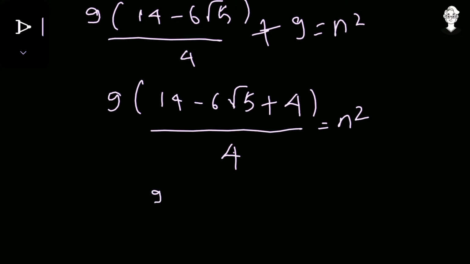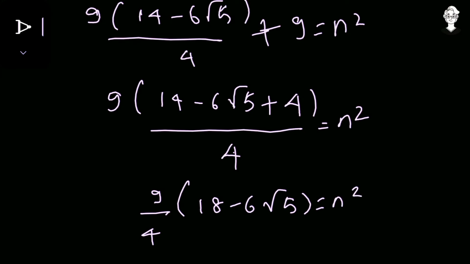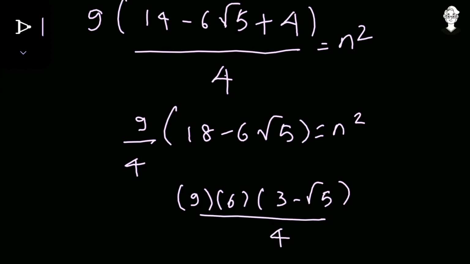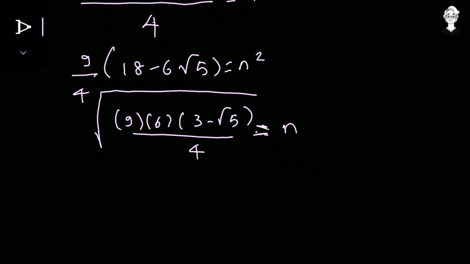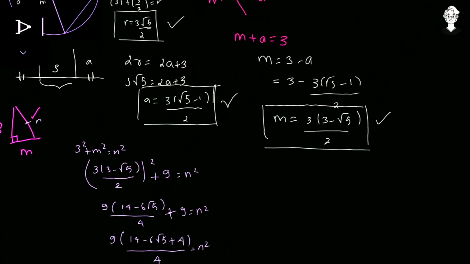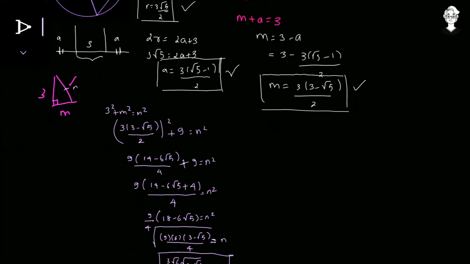So from here we have that 9 upon 4 into (18 minus 6 root 5) is equal to n square. From 18 and 6 I can take 6 common, so 9 into 6 as it is. So 9 into 6 into (3 minus square root of 5) upon 4 is equal to n square. So as to bring n, I have to take the square root over here. So the square root of 9 is 3, the square root of 6 as it is, the square root of 3 minus root 5, the square root of 4 is equal to 2, and that is the value of n. So from the area of the square we have the radius, from the radius we solve for the value of a, from a we have m, from m we have the value of n.